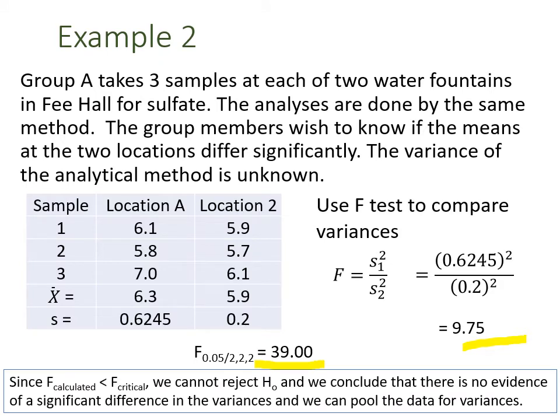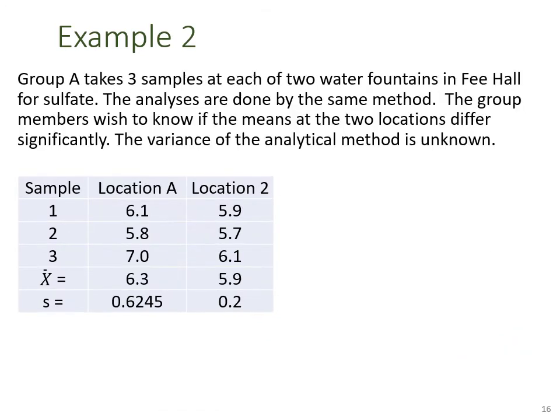Since the experimental F value is less than the critical F value, we cannot reject the null hypothesis, and we conclude that there's no evidence of a significant difference in the variances, and now we can pool the data for the variances. So essentially what we're concluding here is that we have equal variances. So our next step is to use the student t-test.